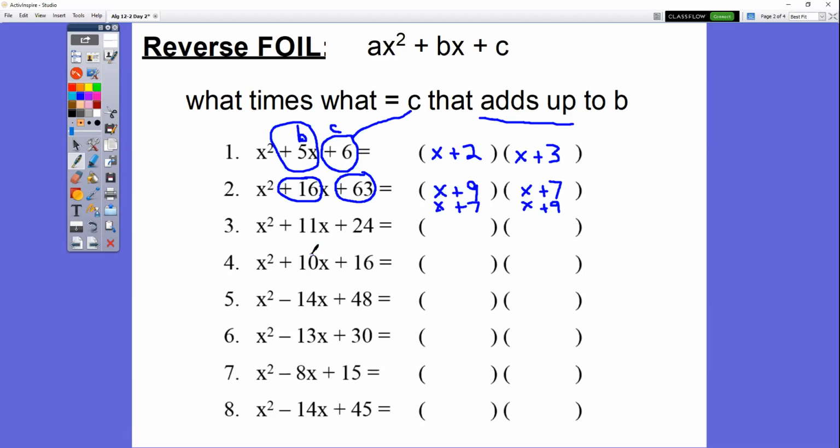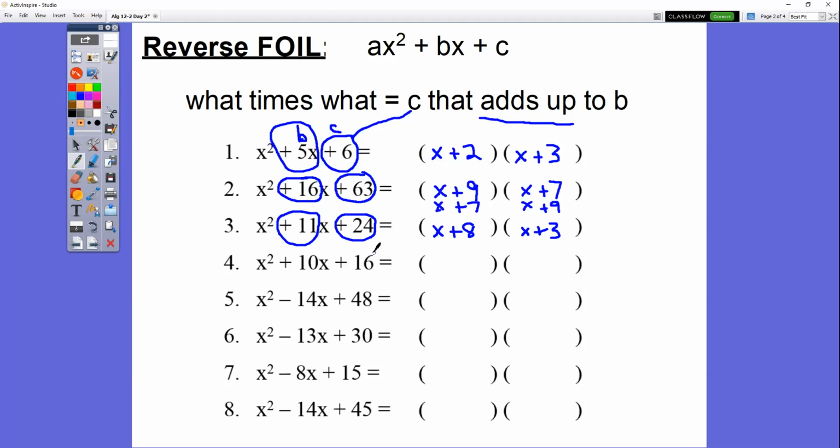Take a look at number 3. What times what is 24 that adds up to 11? Go ahead and type it into the chat, please. Yep, it is 8 and 3, or 3 and 8. So it would be x plus 8 and x plus 3.